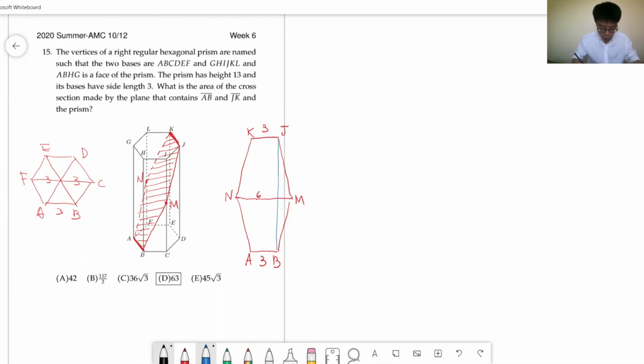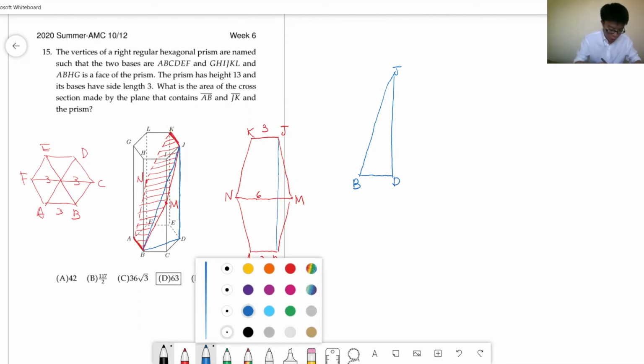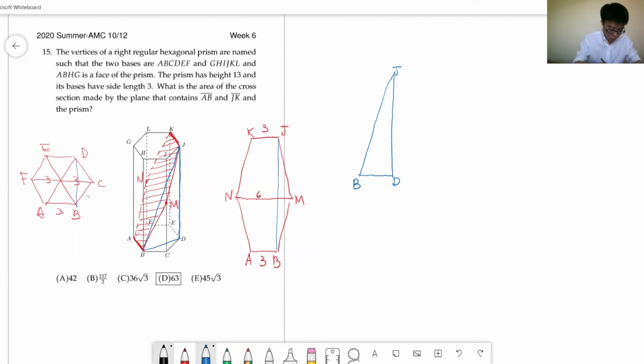JB. Now, let's try to calculate this JB. So I'm going to connect JB in this prism, and I consider also JD and BD. This becomes a right triangle, so we can solve this right triangle. This is J, D, this is B. So first we know that BD is 3 root 3.